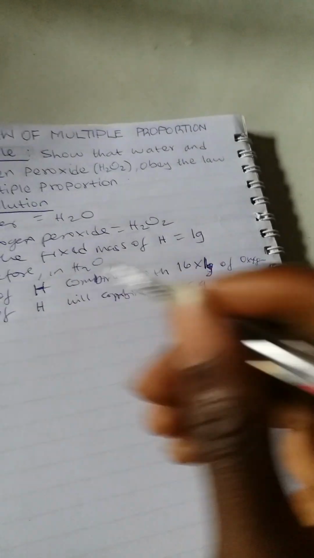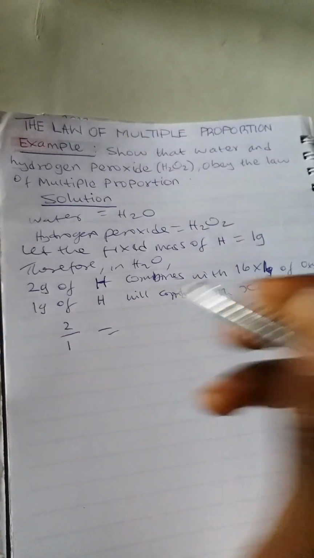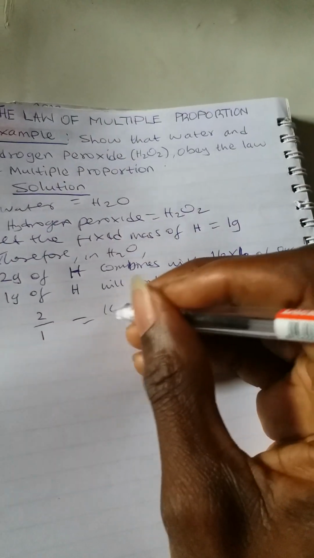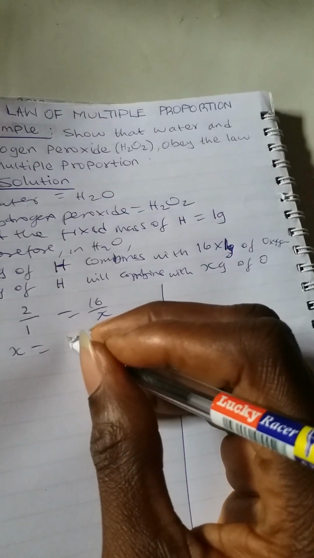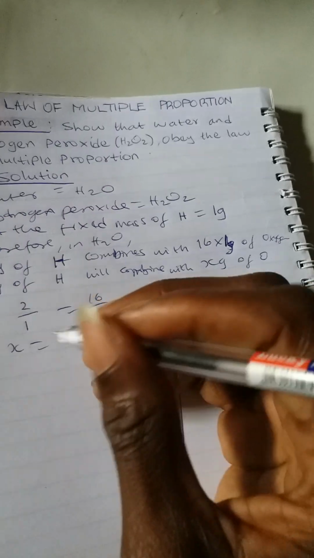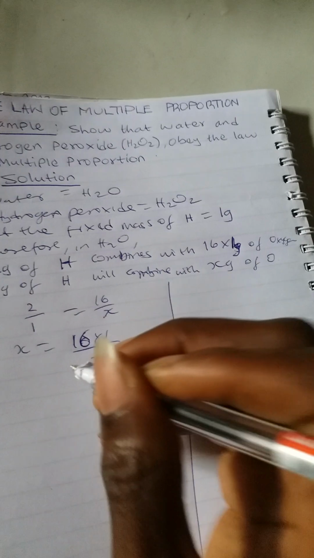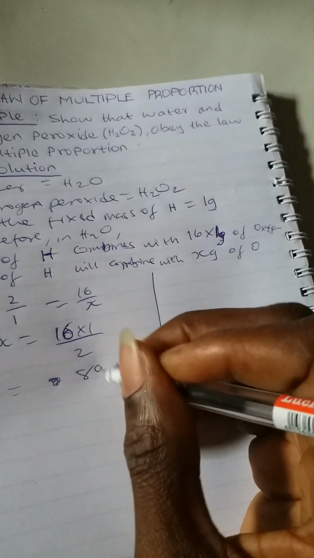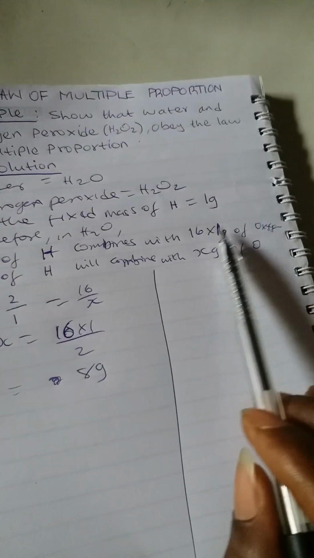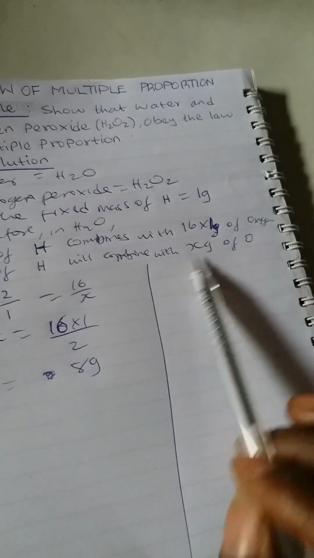This is oxygen. So you can now say whatever is here, 2, over what is down here, 1, equals 16 over X. So make X subject of formula. What do you get from there? X will be, if you make X subject, 16 times 1 over 2, isn't it? And that will give us 8. So that gives 8 grams. So 2 grams gives 16 times 1, 16 grams of oxygen. 1 gram will give 8 grams.